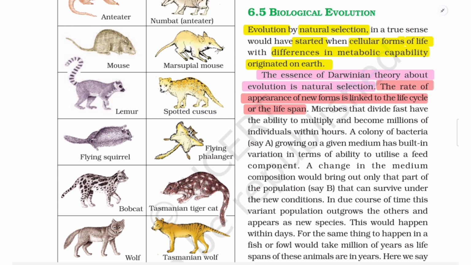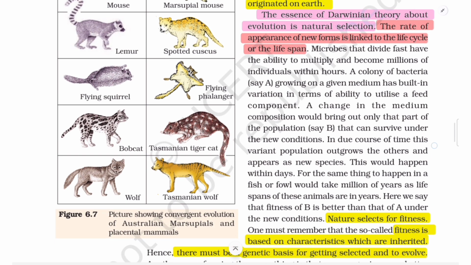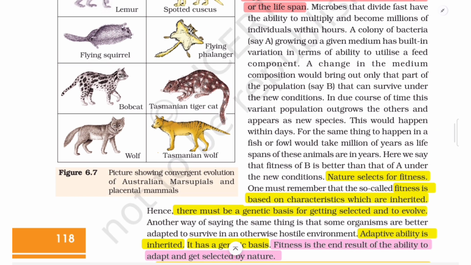For the same thing to happen in a fish or fowl would take millions of years, as lifespans of these animals are in years. Here we say that fitness of B is better than that of A under the new conditions. Nature selects for fitness. One must remember that the so-called fitness is based on the characteristics which are inherited. Hence, there must be a genetic basis for getting selected and to evolve.